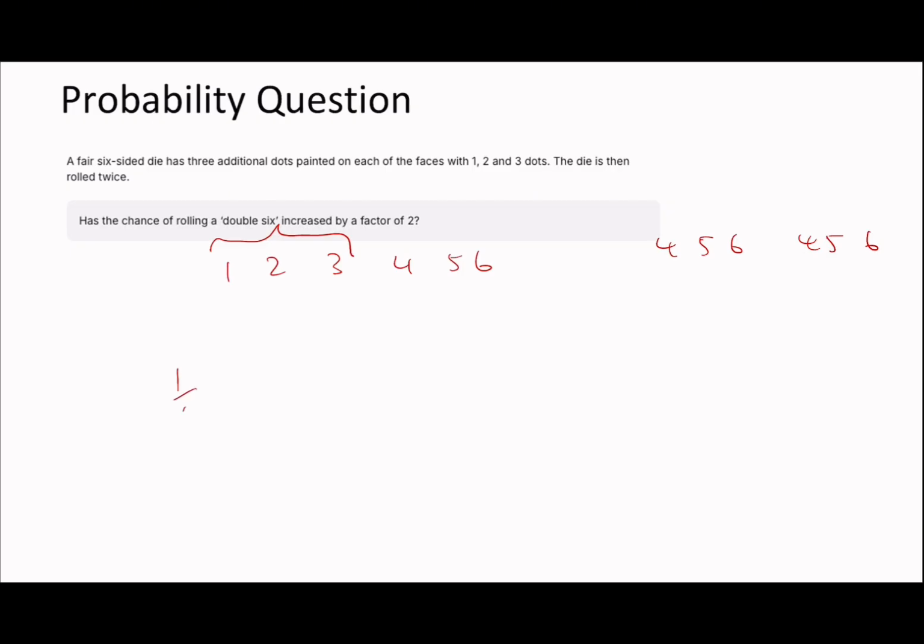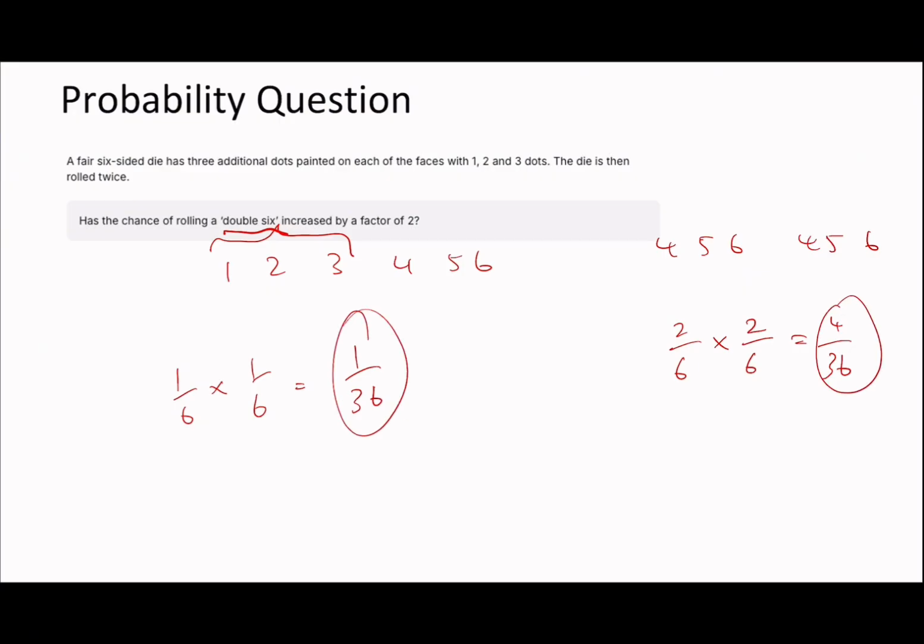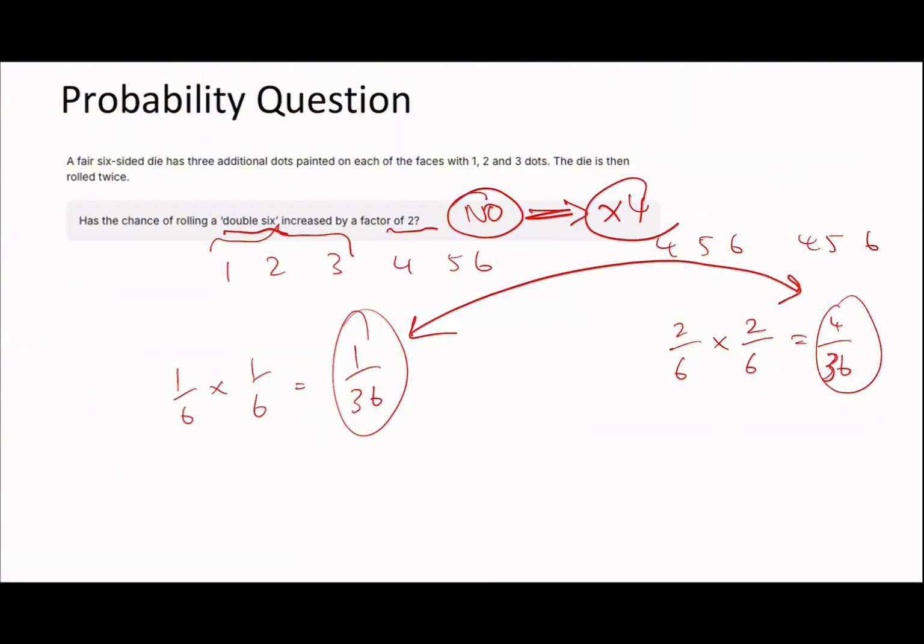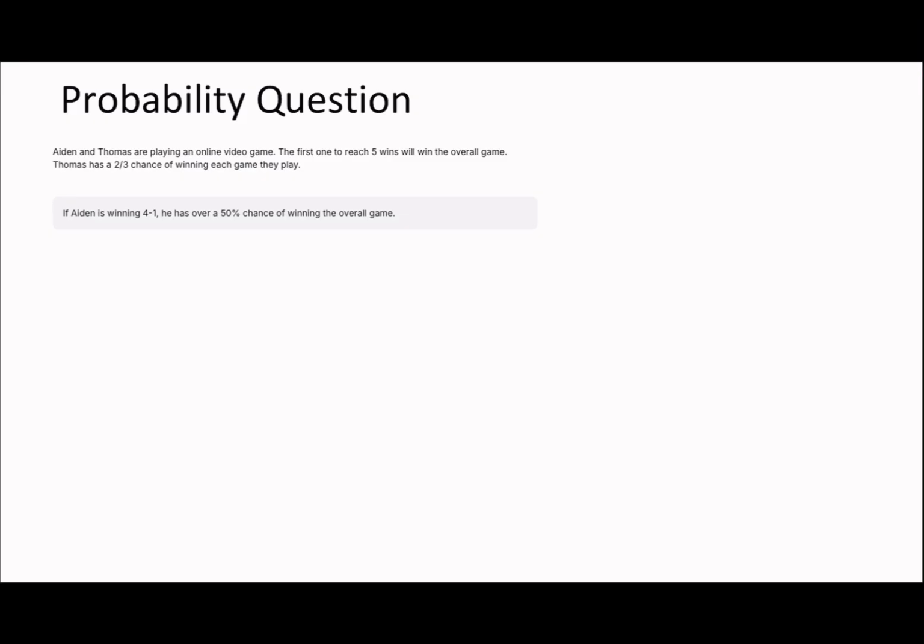So the chance of rolling a double 6, using the old die, is just a 1/6 times a 1/6, which is 1/36. And with the new die, the chance of rolling a 6 on the first go is 2/6. The chance of rolling a 6 on the second go is 2/6. And just as a quick reminder, the probability of multiple events occurring, so rolling a double 6, is each one occurring individually multiplied together. So 4/36, versus 1/36. So has the chance of rolling a double 6 increased by a factor of 2? I would say no. It's increased by a factor of 4. Okay, happy with that? So, on to the next question.